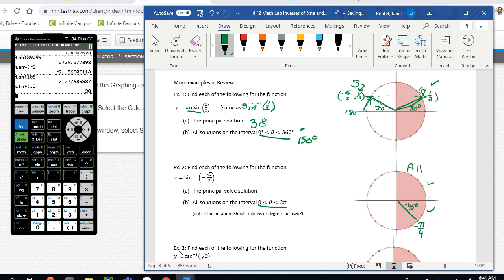So the principal solution would be negative pi over 4, but the other solutions between 0 and 2 pi, well, first of all, let's look at this. If this is negative pi over 4, what is it from here all the way around to there? That's going to be 7 pi over 4. And you have your unit circle. You can use it.